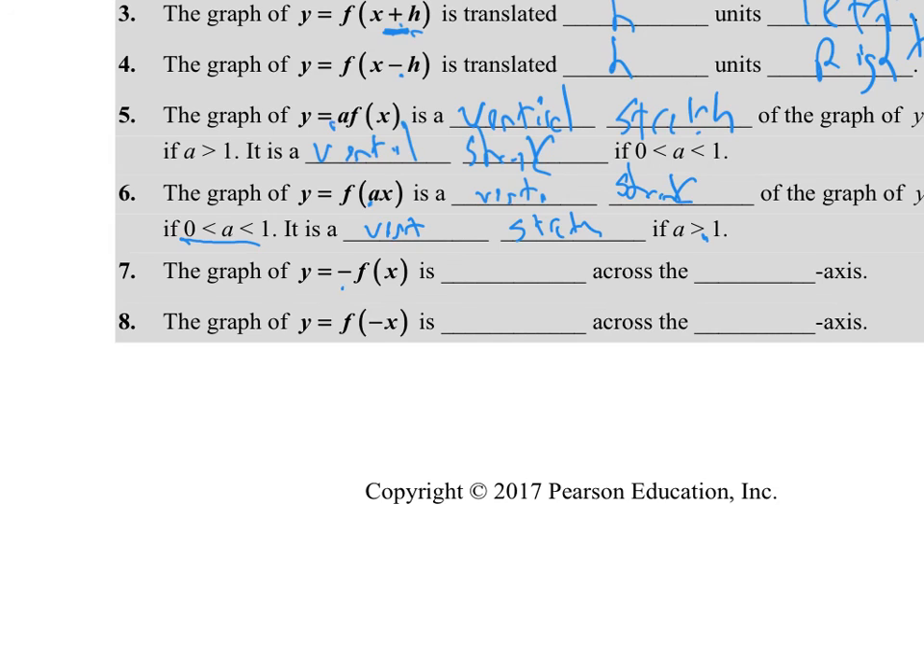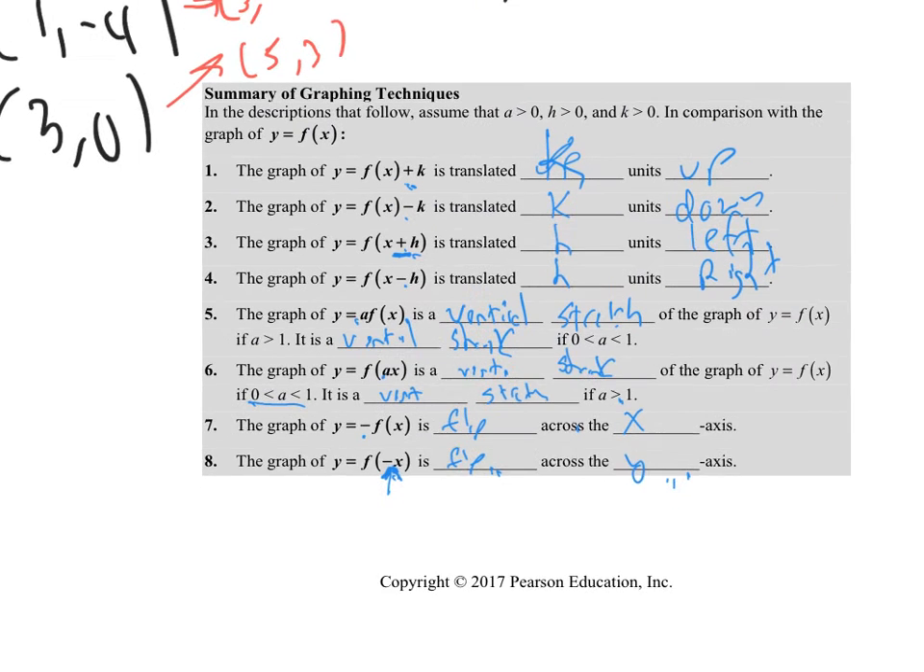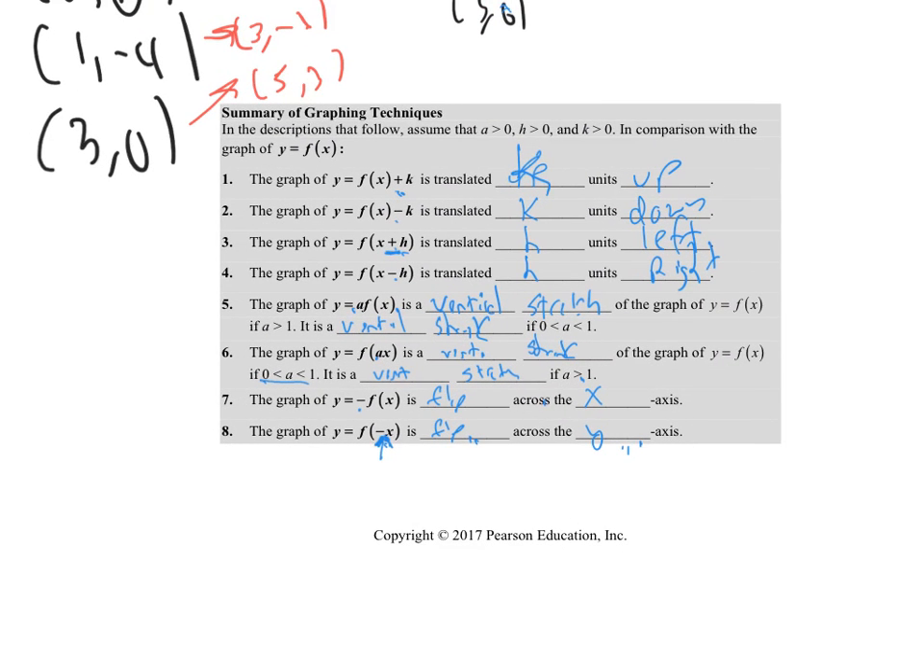If you put a negative in front, it is a flip across the x-axis. If the negative is inside, then it flips across the y-axis. He didn't give us any of those, though. He should have. It flips across the y-axis because the x's became negative now, so it flips over.